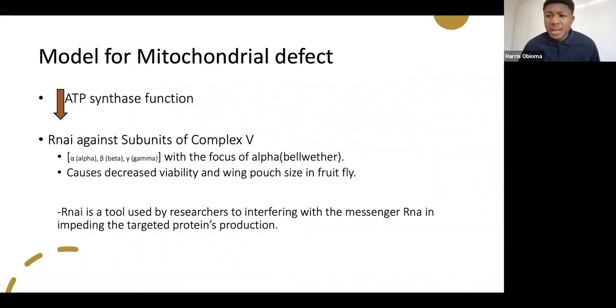So how do we induce this? Our model for the mitochondrial defect is decreased ATP synthase function, meaning decreased energy production. To do this, we use RNAi against the subunits of complex 5. There are many subunits, alpha, beta, and gamma, but we were primarily focusing on alpha, also named bellwether. Bellwether causes decreased viability and wing pouch size in the fruit fly. Generally, RNAi is a tool used by researchers to interfere with messenger RNA and impede the target protein's production, so it's a very useful tool.